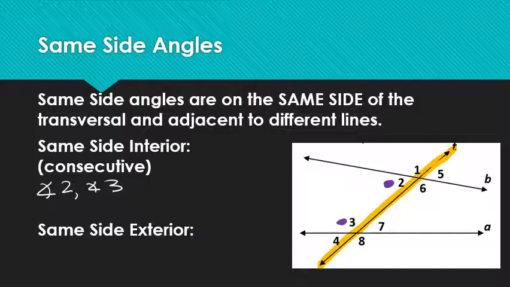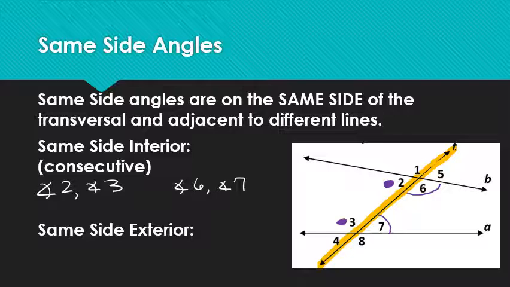If I go to the opposite side of the transversal, I have angle 6 and I have angle 7. So they are on the same side of the transversal and they are both interior. So angle 6 and angle 7 would be considered same side interior angles.